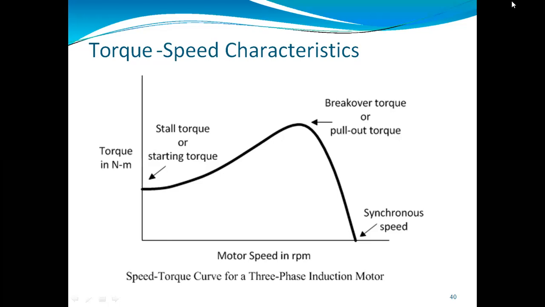Then we saw the torque equation. Torque tau equal to S into R2 into E2 square upon R2 square plus S X2 square, into 3 upon 2 pi ns. The 3 is coming because we are considering a three-phase motor. R2 is the rotor resistance and X2 is the rotor reactance. Here we are using small n, which is rotations per second. It means the speed of the rotor is measured in rotations per second.